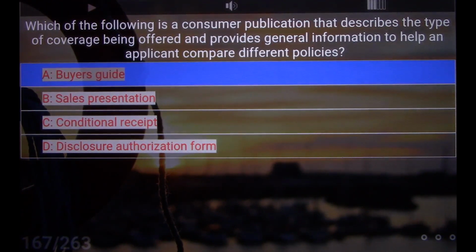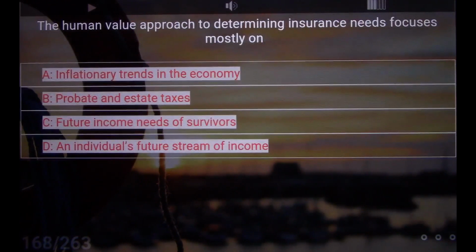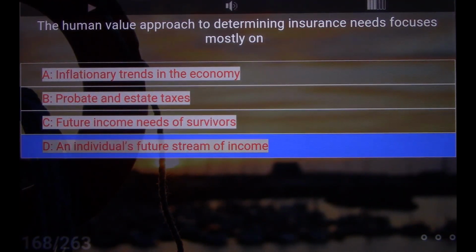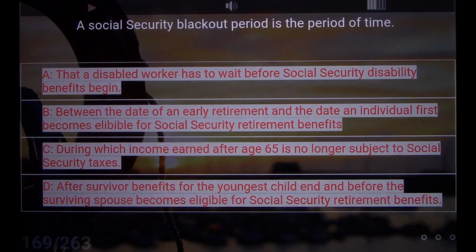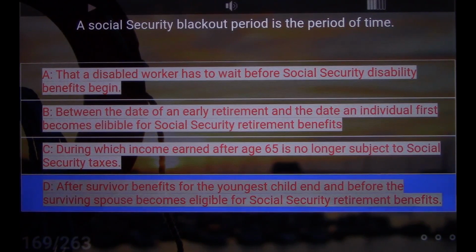A. Buyer's Guide. The human value approach to determining insurance needs focuses mostly on D. An individual's future stream of income. A Social Security blackout period is the period of time D. After survivor benefits for the youngest child and before the surviving spouse becomes eligible for Social Security retirement benefits.